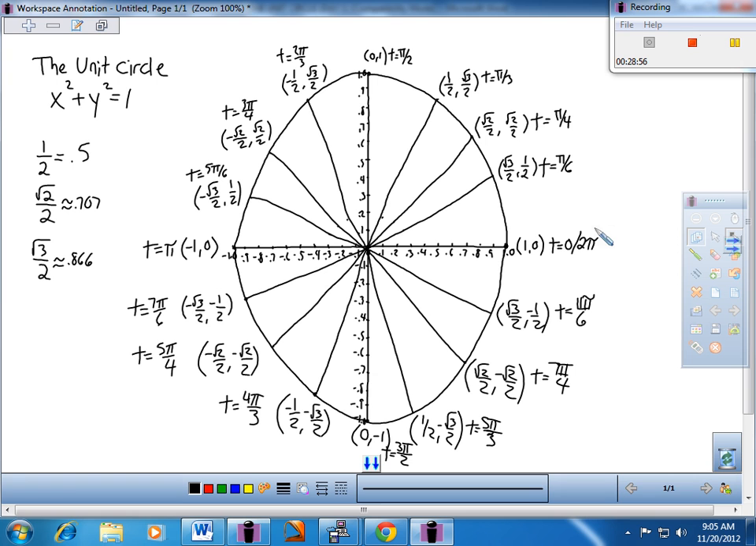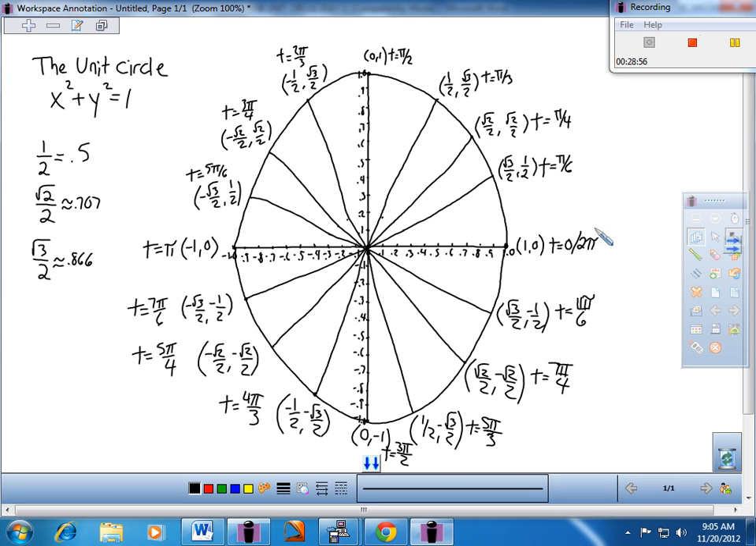Now, theoretically, could we keep going? Certainly. There's no end in sight. Could I have done this clockwise? Of course. This is just what's called our primary rotation around, and these are the values that probably come up most prevalently. So those are the ones we're going to focus on.